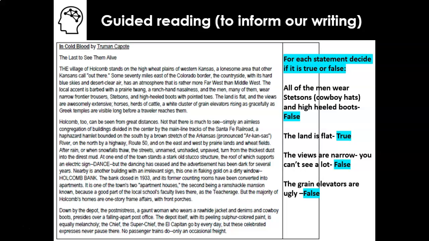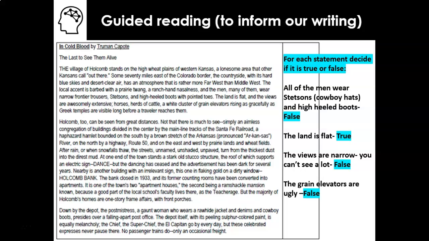So can you see we've got that sentence, and it comes in halfway through, and the men, many of them. Now, that's not all of them. Yes, it's more than some, but it's not all. So that's false. Many of the men wear this lovely kind of cowboy get-up. Narrow trousers, cowboy hats, high-heeled boots with pointed toes. Brilliant. The land is flat. Yes, that's true. We can see it there at the beginning of that last sentence in the paragraph, the land is flat. Now look at this one, the views are narrow.